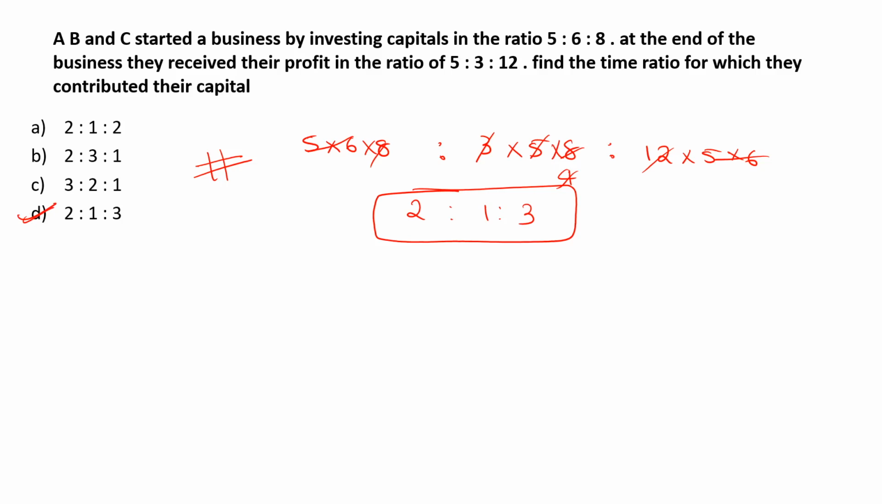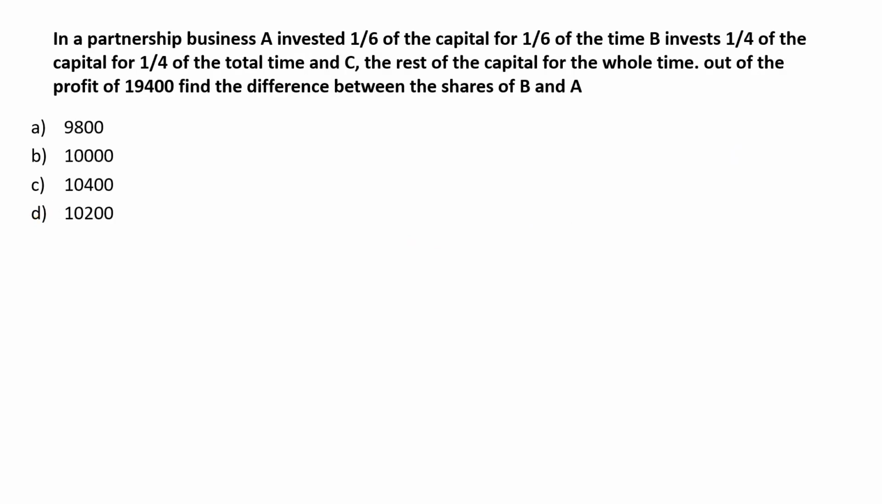Okay, next one. In a partnership, A invested 1/6 of the capital for 1/6 of the time, and B invests 1/4 of the capital for 1/4 of the time, and C the rest of the capital for the whole time. Out of the profit of 19400, find the difference between the shares of B and A.